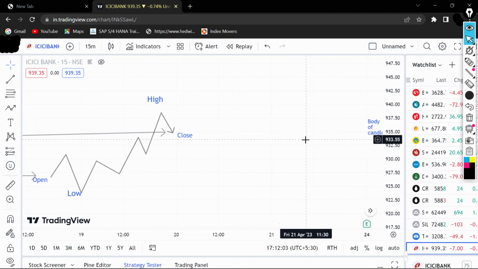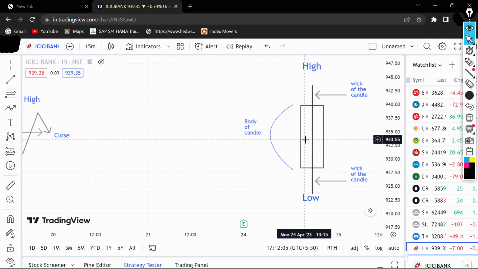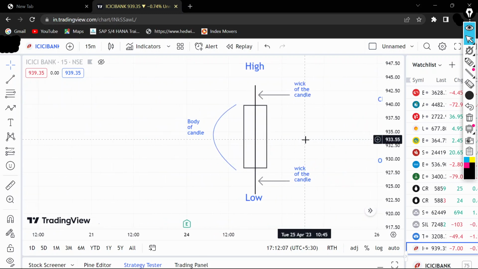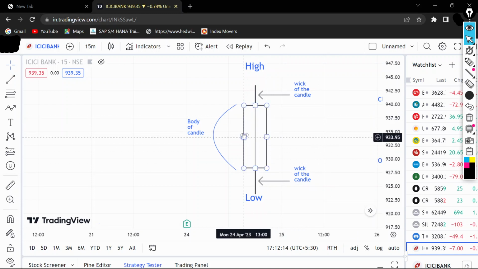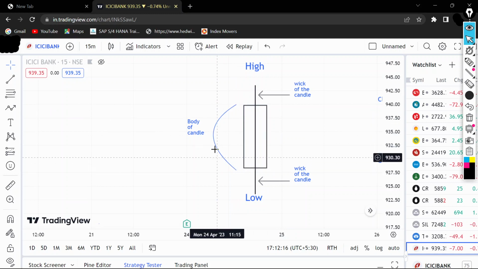Let's analyze the candle. If you take one candle, you'll find these parts. This is called the body of the candle. This is the main part of the candle, between the opening and closing. This is the price between the opening and closing. Suppose the opening is here, closing is here. The middle part is called the body of the candle.